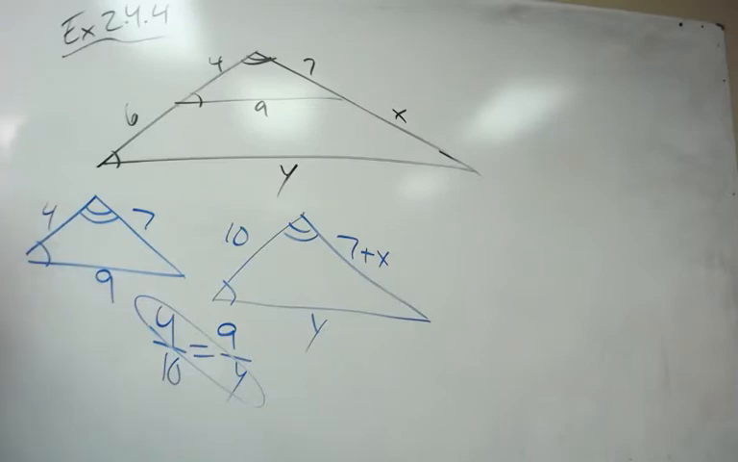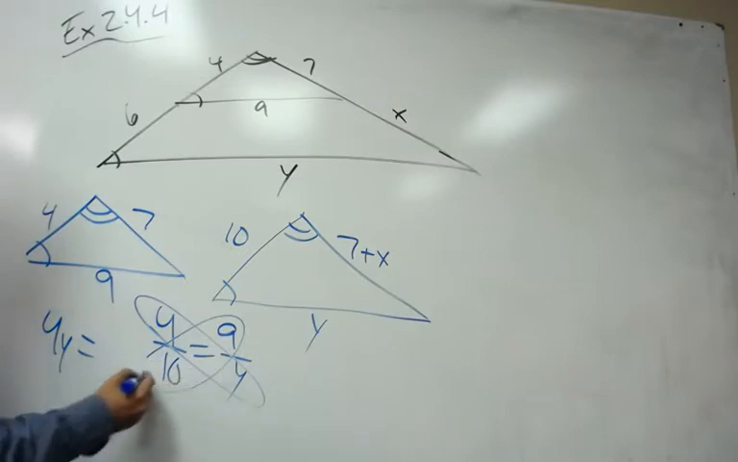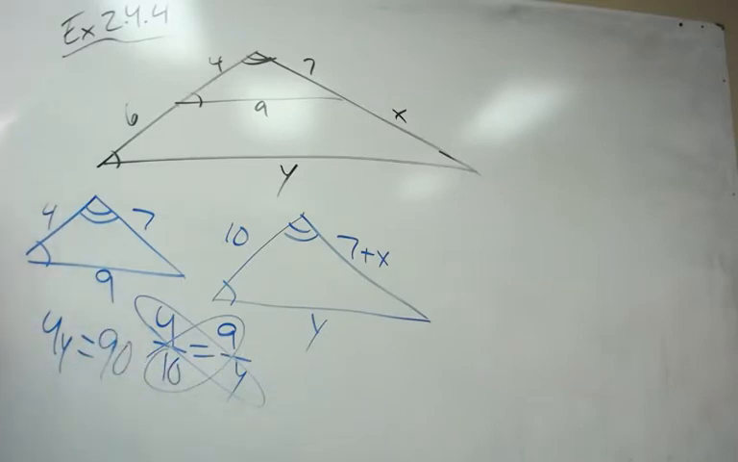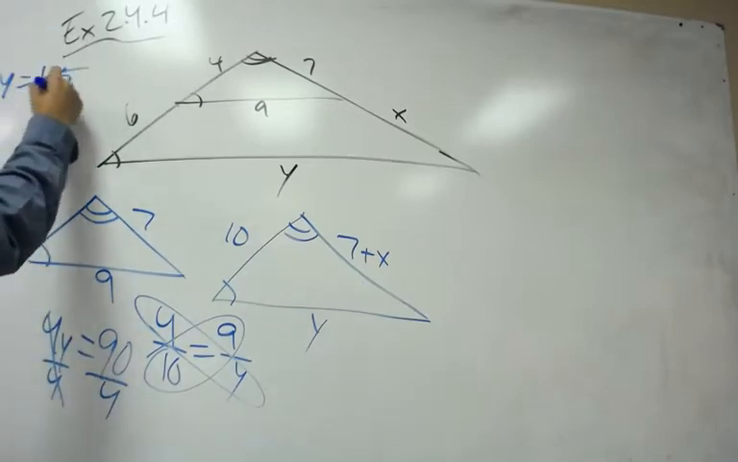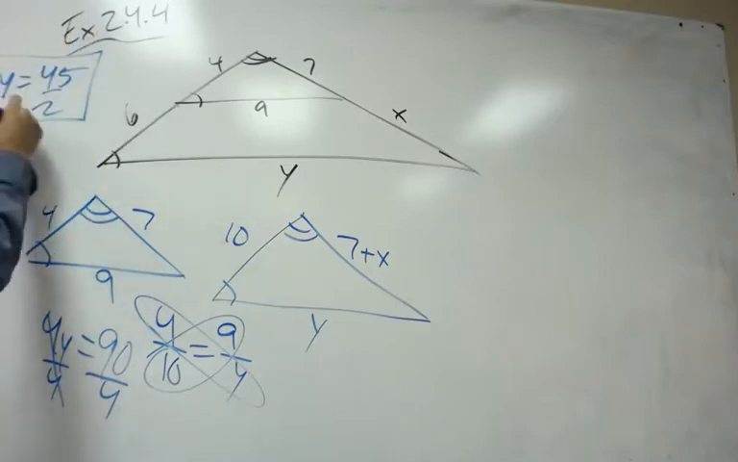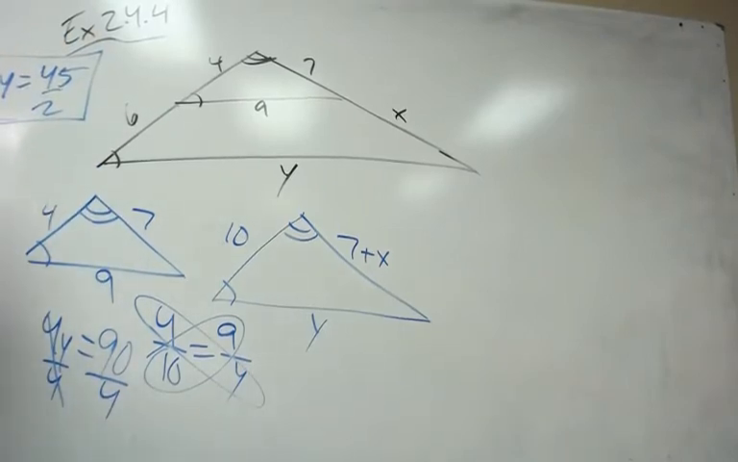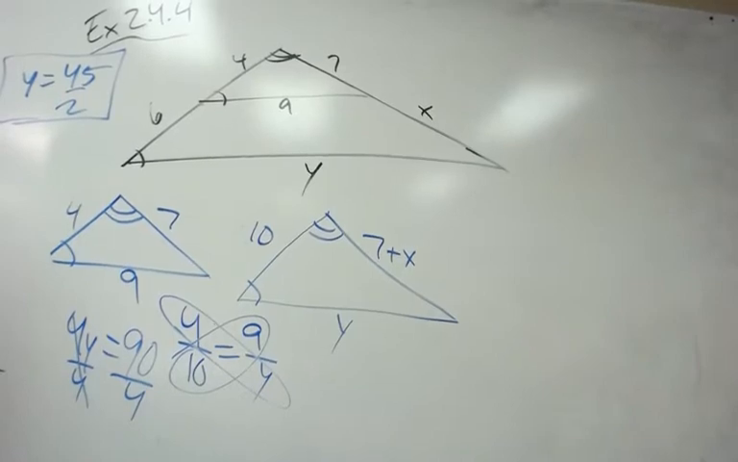We cross multiply to get 4y equals 9 times 10, 90. Divide 90 by 4. Sure, we'll go ahead and do a decimal. You can actually reduce this. We'll reduce this to 45 over 2. That's what the book has as the answer, but a decimal would be totally fine. Y is 45 over 2. And then we need to solve for x.